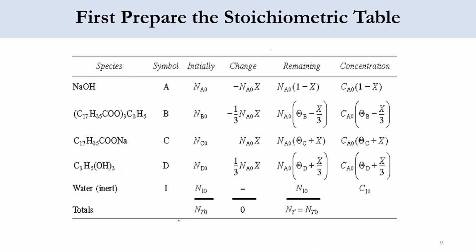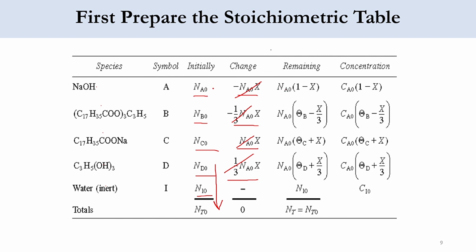Now if you see the stoichiometric table which we have to prepare initially, this is A, B, C, D and water is inert in the system. So Na naught, Nb naught, Nc naught, Nd naught and Ni naught, this all will become Nt naught. For change, it will be minus Na naught x, it will be minus 1 over 3 minus b over a, so it is minus 1 over 3 Na naught x, C over a, where it is 1, and D over a, which is 1 over 3 Na naught x. So once we sum up, this will be cancelled out with this, so total change is 0 over here.